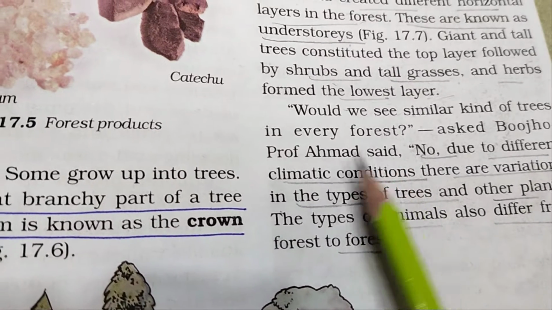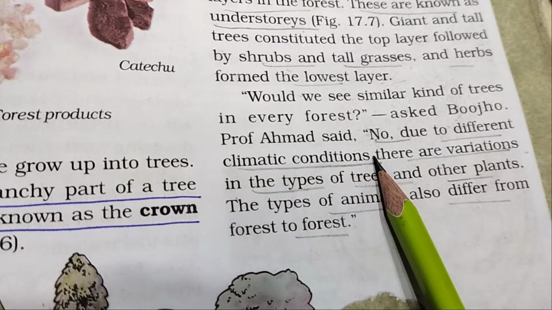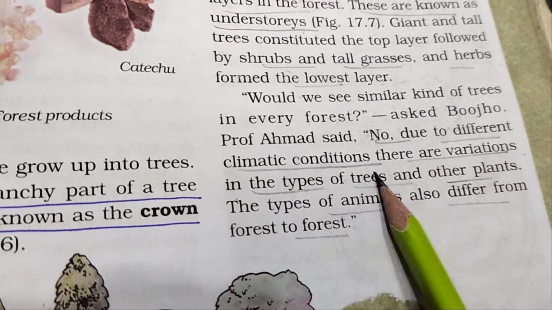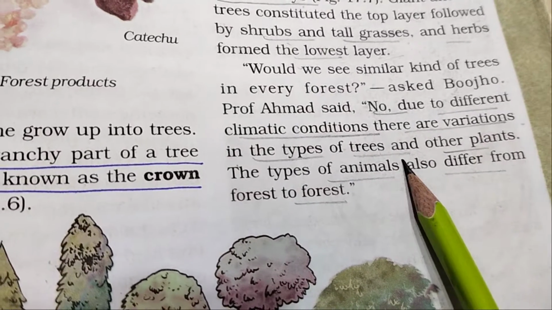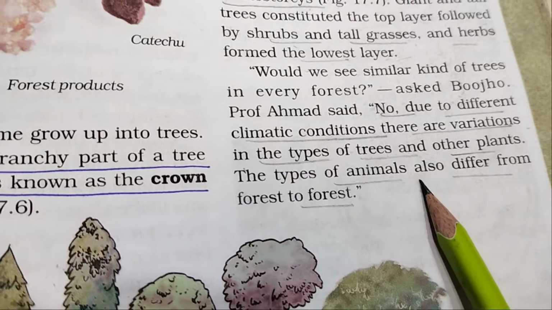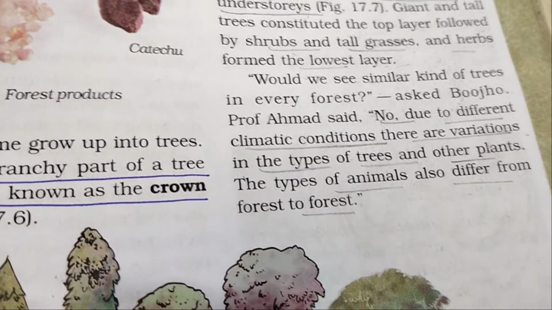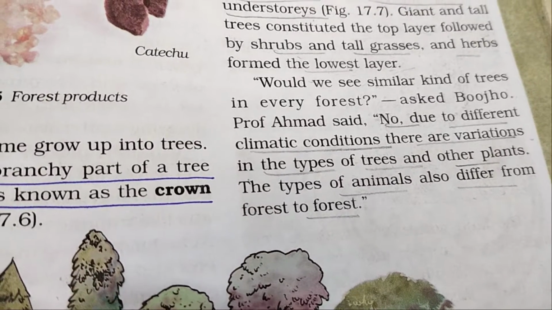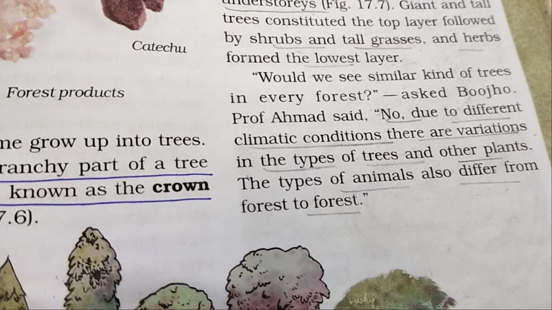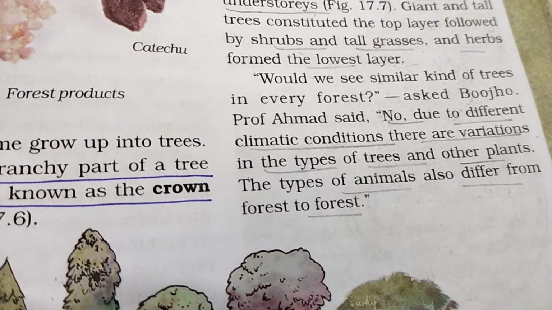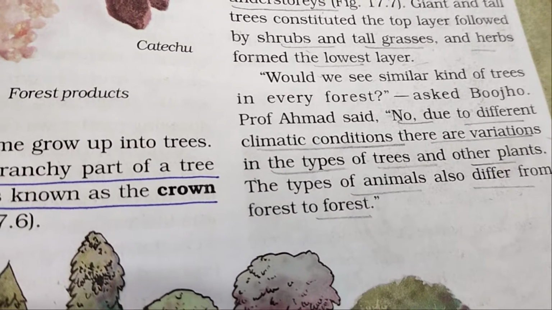Every forest has different types of trees like this. Boojho asked, so Professor replied that no, due to different climatic conditions, because there is variation in different types of trees and other plants, the types of animals also differ from forest to forest. It doesn't depend on every forest having the same kind of trees, the same kind of forest layers and the same kind of animals. It depends upon the climatic conditions, so there is variation in forests as well as in the animals.